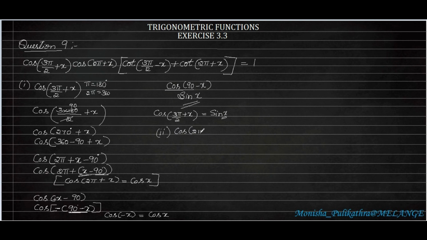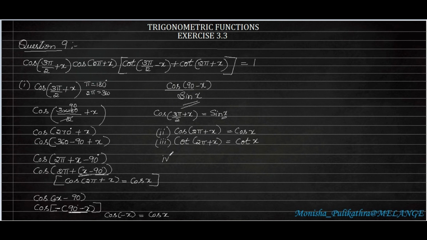So cos 2 pi plus x, we know the value already: cos of 2 pi plus x is always cos x. So write it down directly, cos x. Another one, this one I will be taking here. So the third one, cot 2 pi plus x. This is also the same case. So cot 2 pi plus x is also equal to cot x.